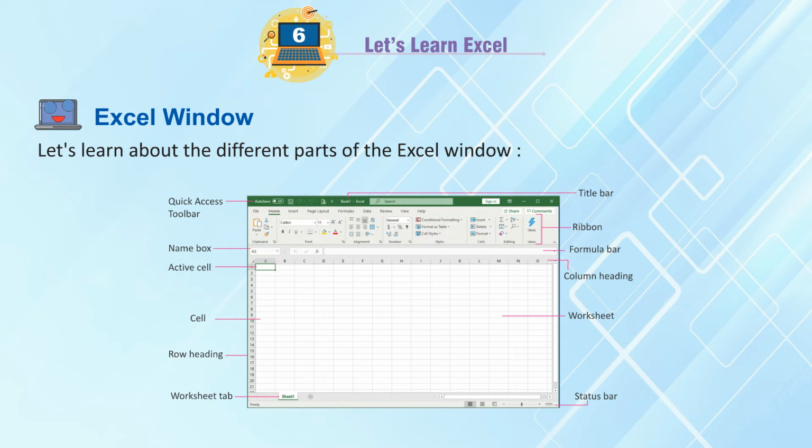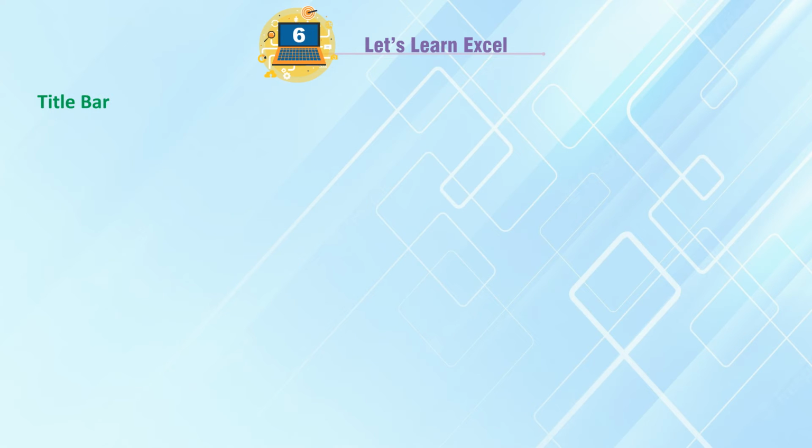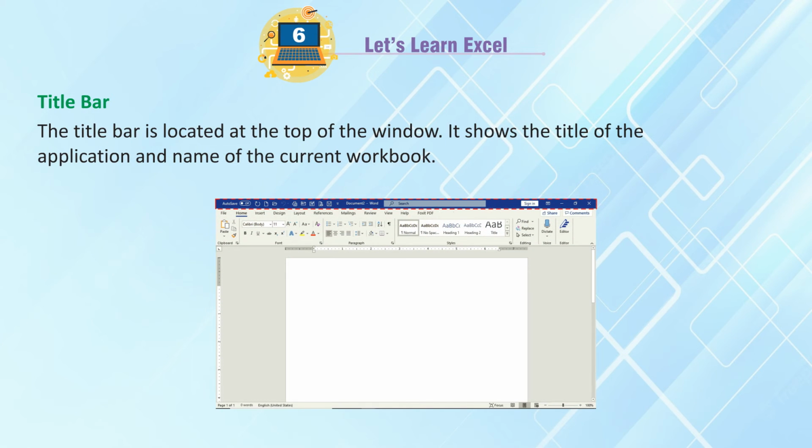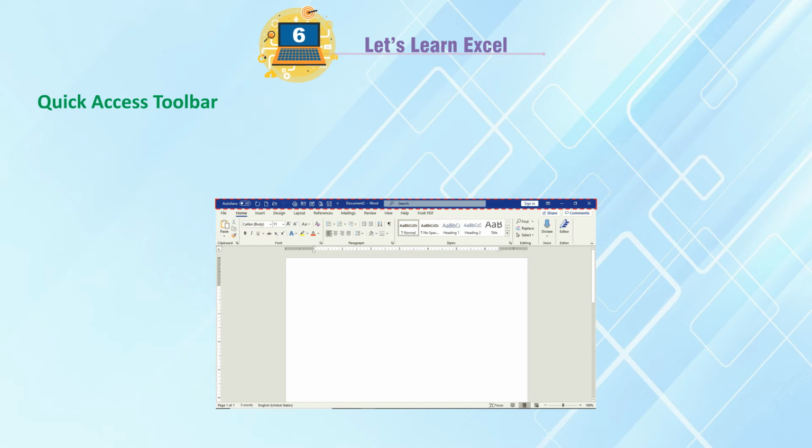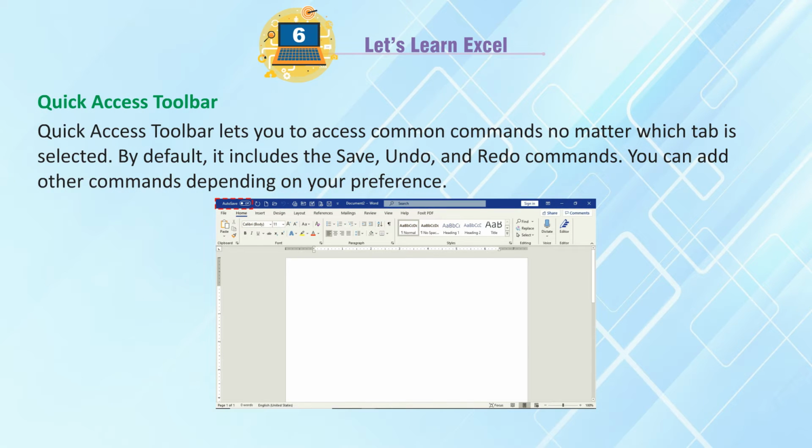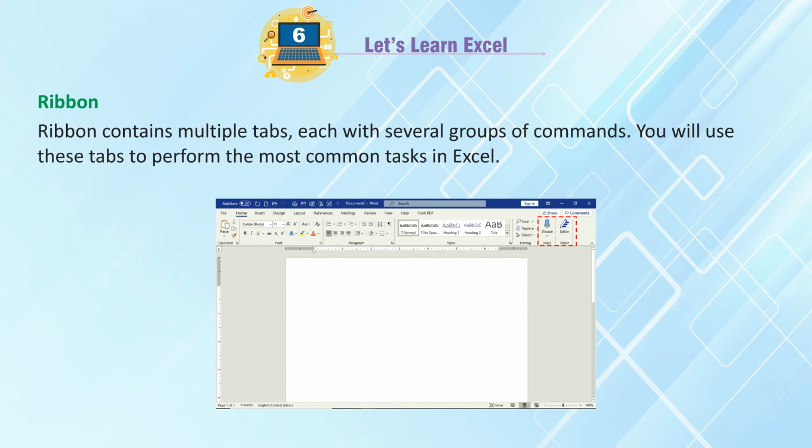Let's learn about the different parts of the Excel window. Title bar. The title bar is located at the top of the window. It shows the title of the application and name of the current workbook. Quick Access Toolbar. Quick Access Toolbar lets you access common commands no matter which tab is selected. By default, it includes the Save, Undo, and Redo commands. You can add other commands depending on your preference. Ribbon. Ribbon contains multiple tabs, each with several groups of commands. You will use these tabs to perform the most common tasks in Excel.